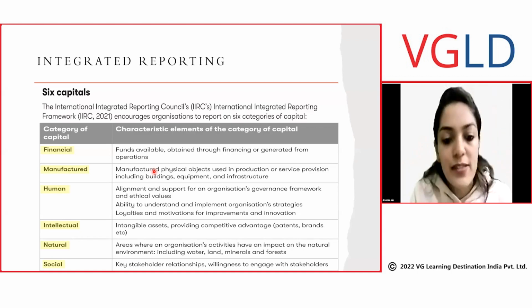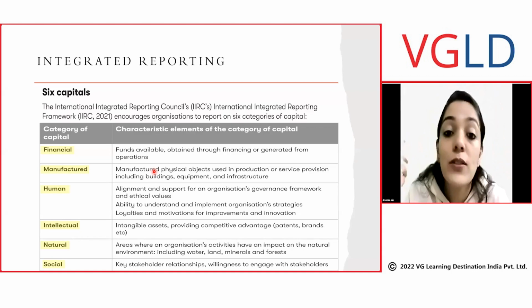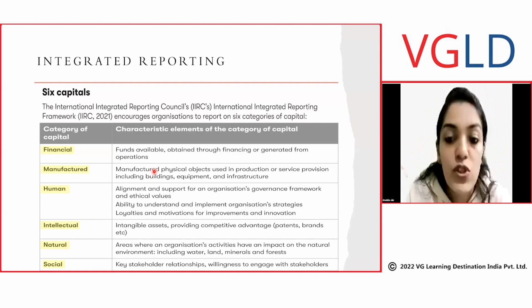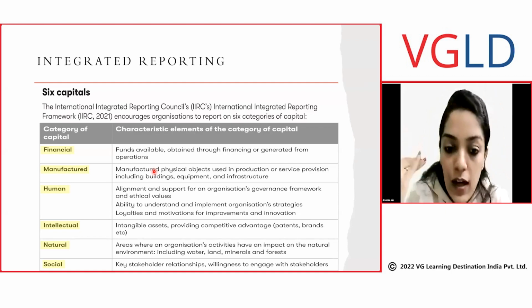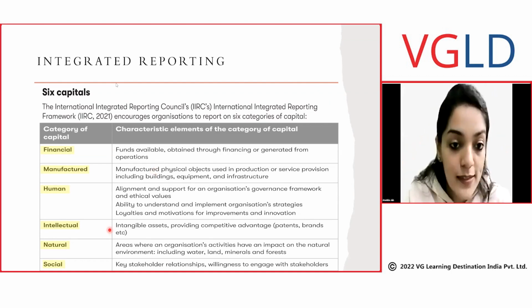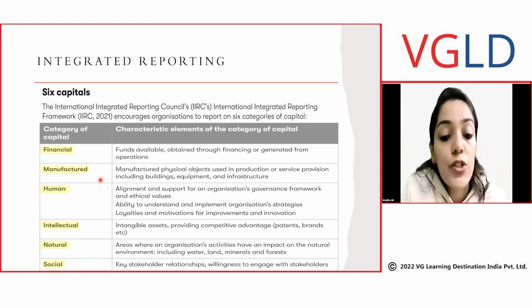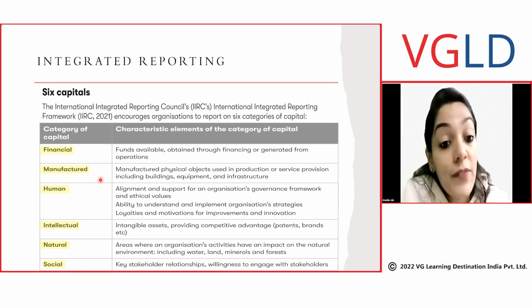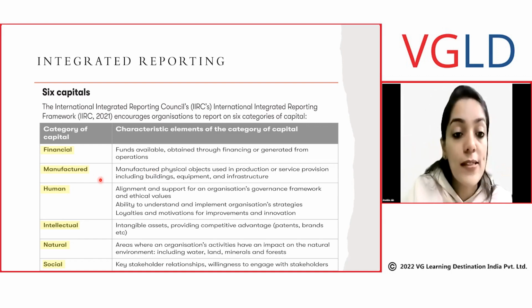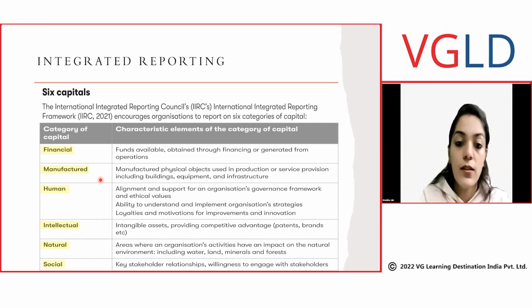And what they represent, that's easy to remember. Financial is sources of finance. Manufactured, you can talk about the non-current assets, manufactured physical objects which are being used. Then human is how motivated your employees are, how loyal they are, whether they are able to implement and apply the organization strategy in their work. Then intellectual, the intangible assets of the company. The natural means what is the relationship the company holds with the environment, how environmentally conscious it is. And then social is about your key stakeholder relationships, how much you engage with your stakeholders. Okay.